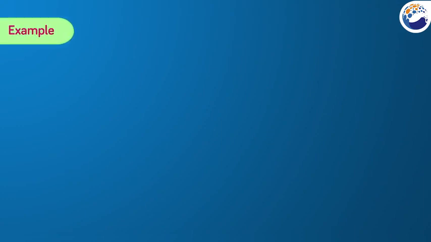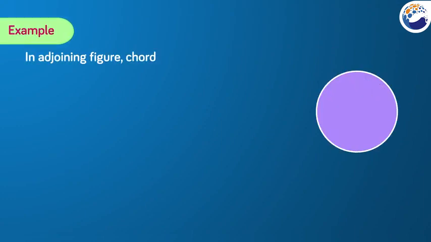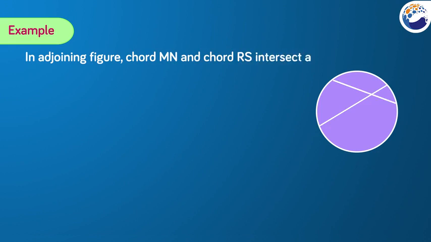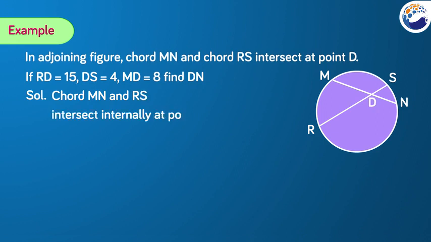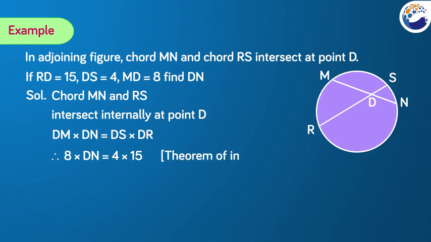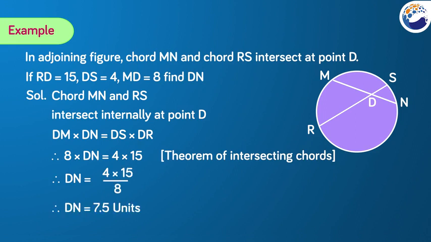Example. In the adjoining figure, chord MN and chord RS intersect at point D. If RD is equal to 15, DS is equal to 4, MD is equal to 8, find DN. Solution. Chord MN and RS intersect internally at point D. DM into DN is equal to DS into DR. Therefore, 8 into DN is equal to 4 into 15, theorem of intersecting chords. Therefore, DN is equal to 4 into 15 upon 8. Therefore, DN is equal to 7.5 units.